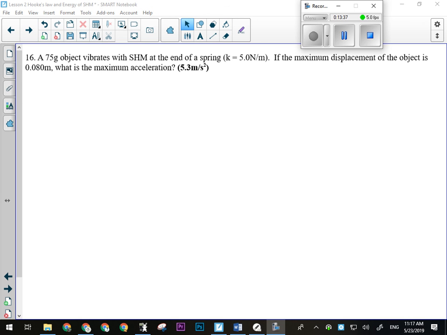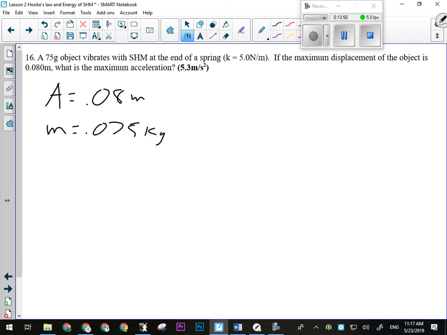So let's have a look at this one. We know its amplitude, maximum displacement, is 0.08 meters. We know its mass is 0.075 kilograms, and we know the spring constant is 5.0 newtons per meter. They don't say it's a horizontal spring, but it's vibrating with simple harmonic motion. We know that the force in the spring is the only force acting, because it doesn't mention gravity or a vertical spring. So negative K times X is our force.